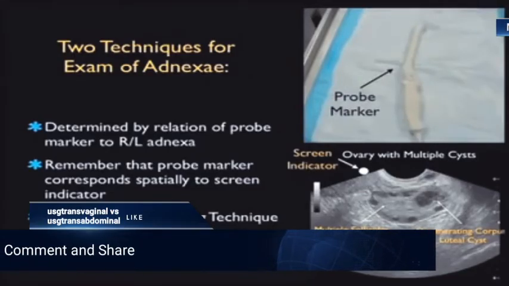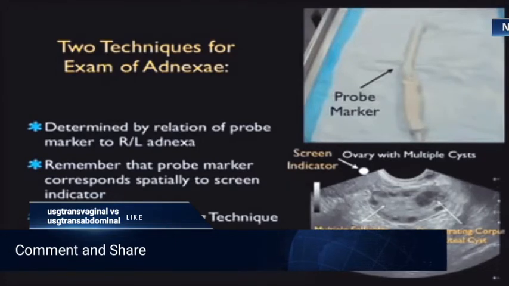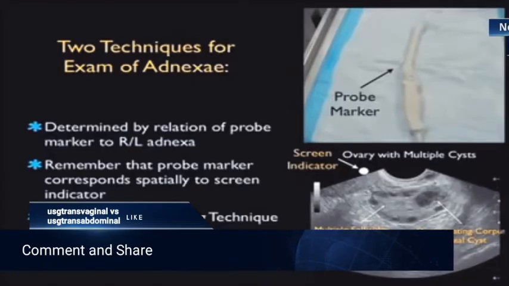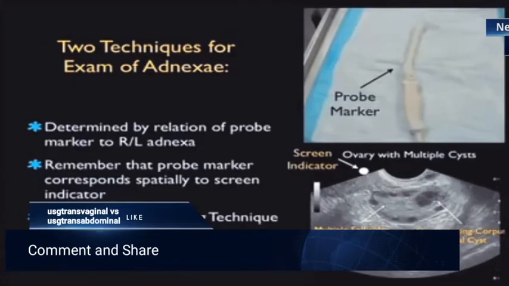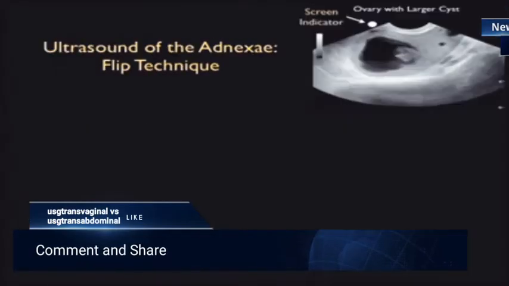In general, we'll want to start in that short axis configuration, but we want to remember that the probe marker is going to correspond spatially to the screen indicator, and thus it's going to measure up so that movements with the probe will be aligned with movements on the screen. The two techniques I'd like to go over are the flip technique versus the swing technique, and we'll go through these in some upcoming slides.